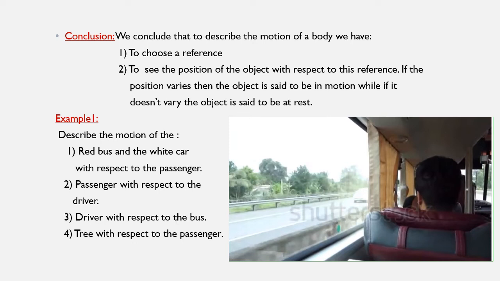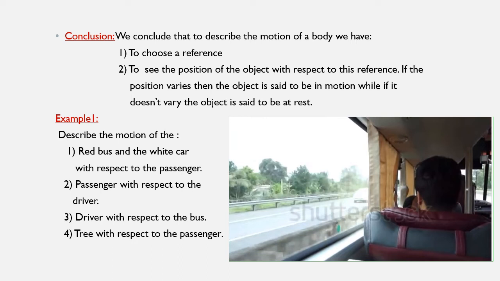Let's move to step 2. Of course, step 1 and 2 in the conclusion. In step 2, we have to see the position between the passenger and the driver. The position between the passenger and the driver is not changing. For this, the passenger is considered to be at rest with respect to the driver.